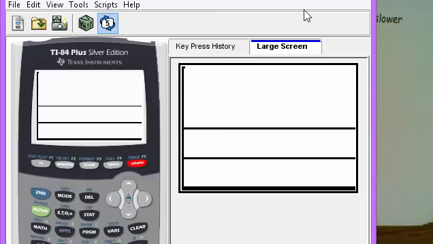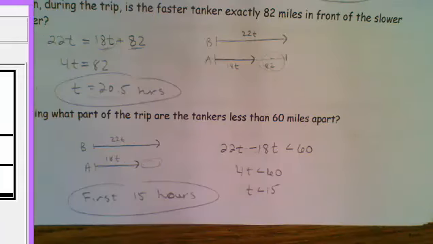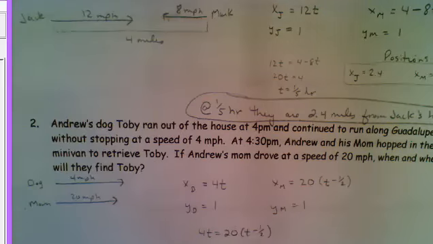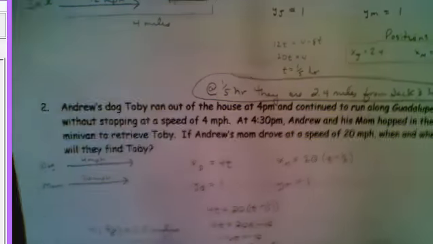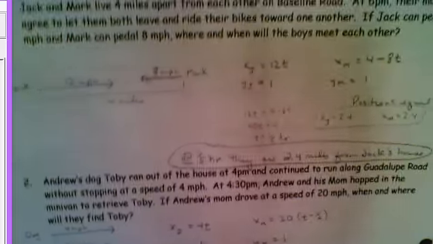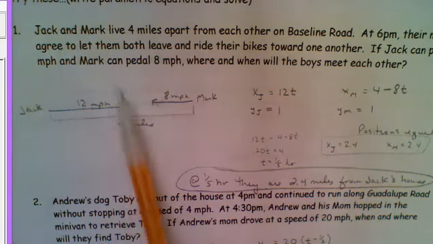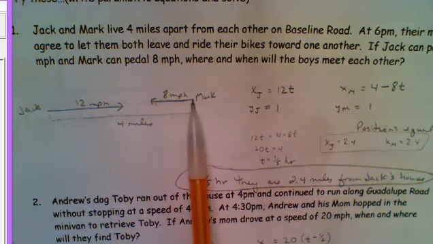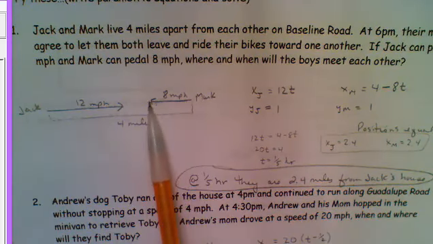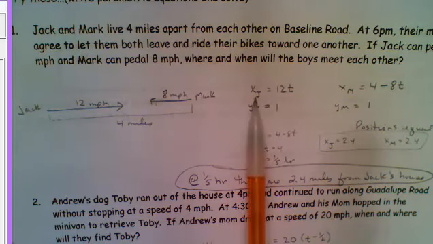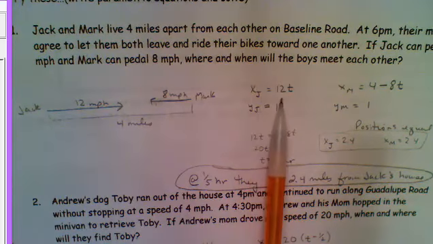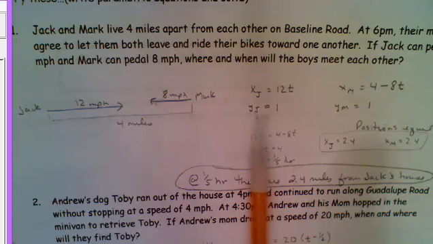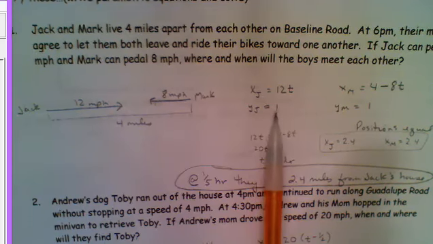All right, so let's talk about the back side of the linear. I'll show you how I went through each of these to see if yours matched. This is Jack and Mark living 4 miles apart. Jack is traveling in this direction, and Mark is traveling towards him. So when I set up my parametrics, the x value for Jack is 12t, and I set an arbitrary y of 1.